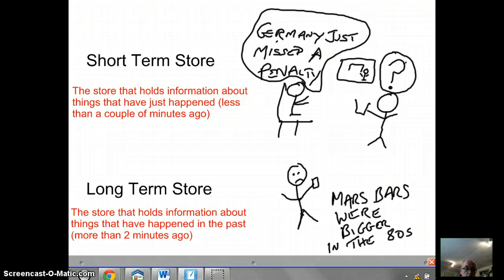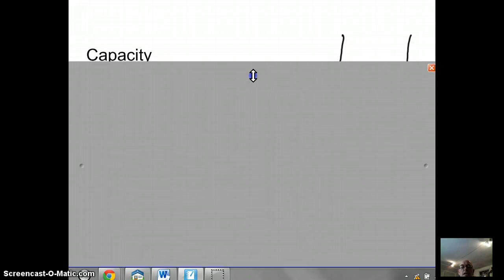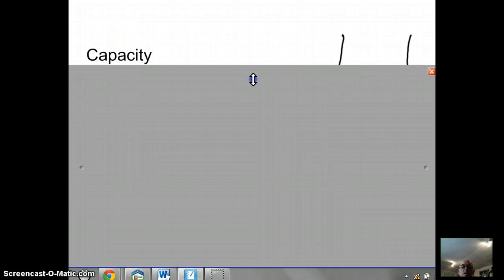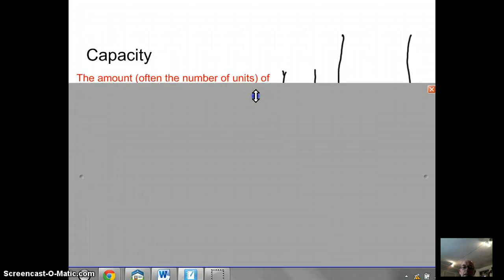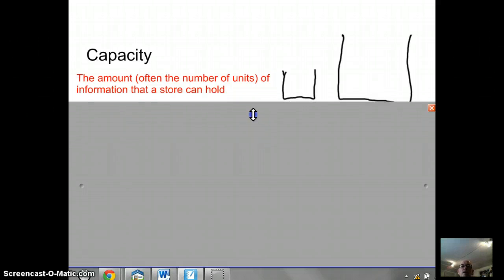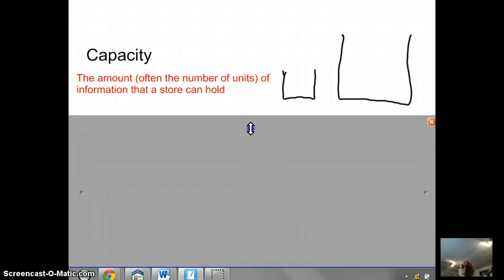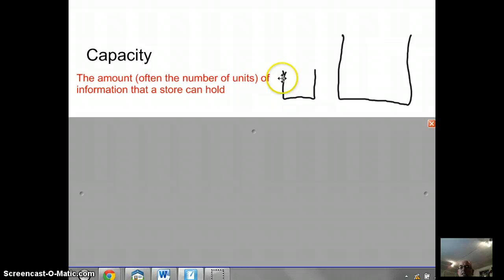Okay, pushing on. Some other important terms. Now here is a term. This is one way of describing a memory store. We talk about memory store in terms of its capacity. What psychologists mean by capacity is the amount, or often the number of units of information that a store can hold. So we might think that one type of memory might only have a small capacity, a limited amount of things it can hold. Maybe another memory store might have a bigger capacity. You can probably be working that one out for yourself.